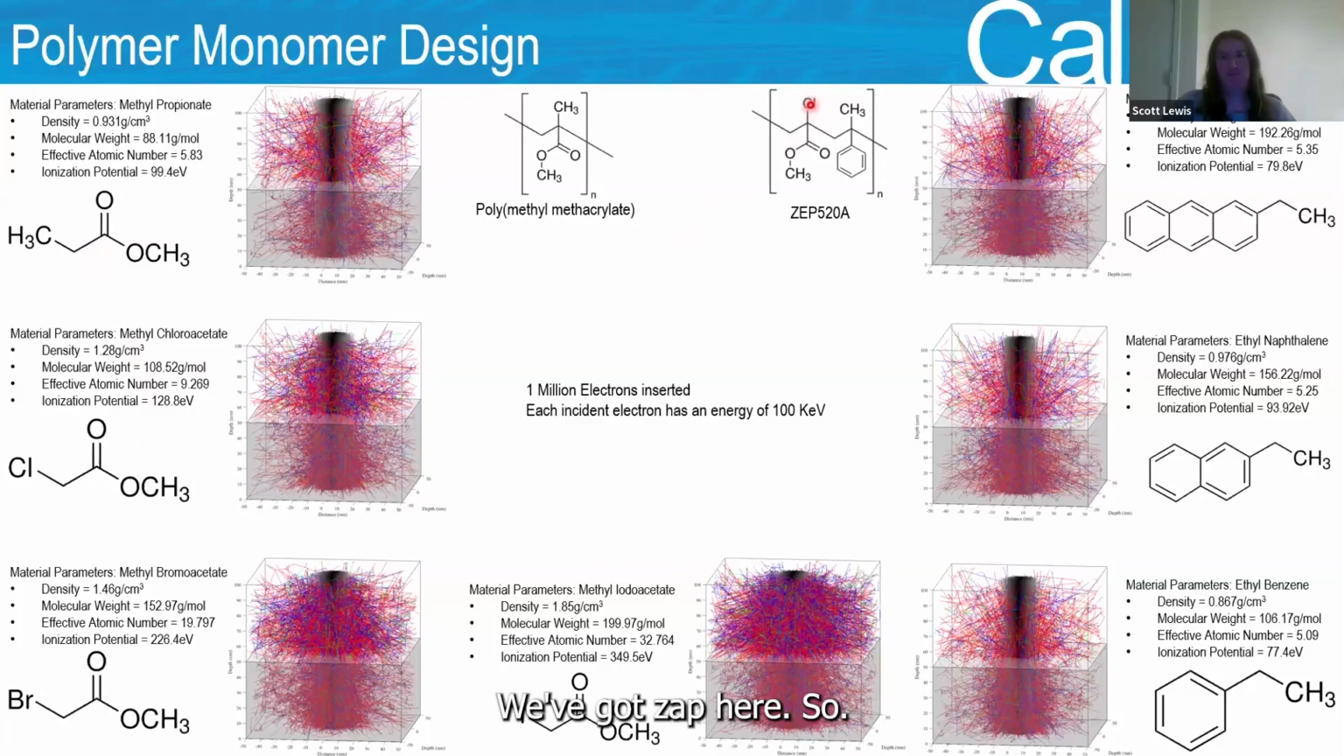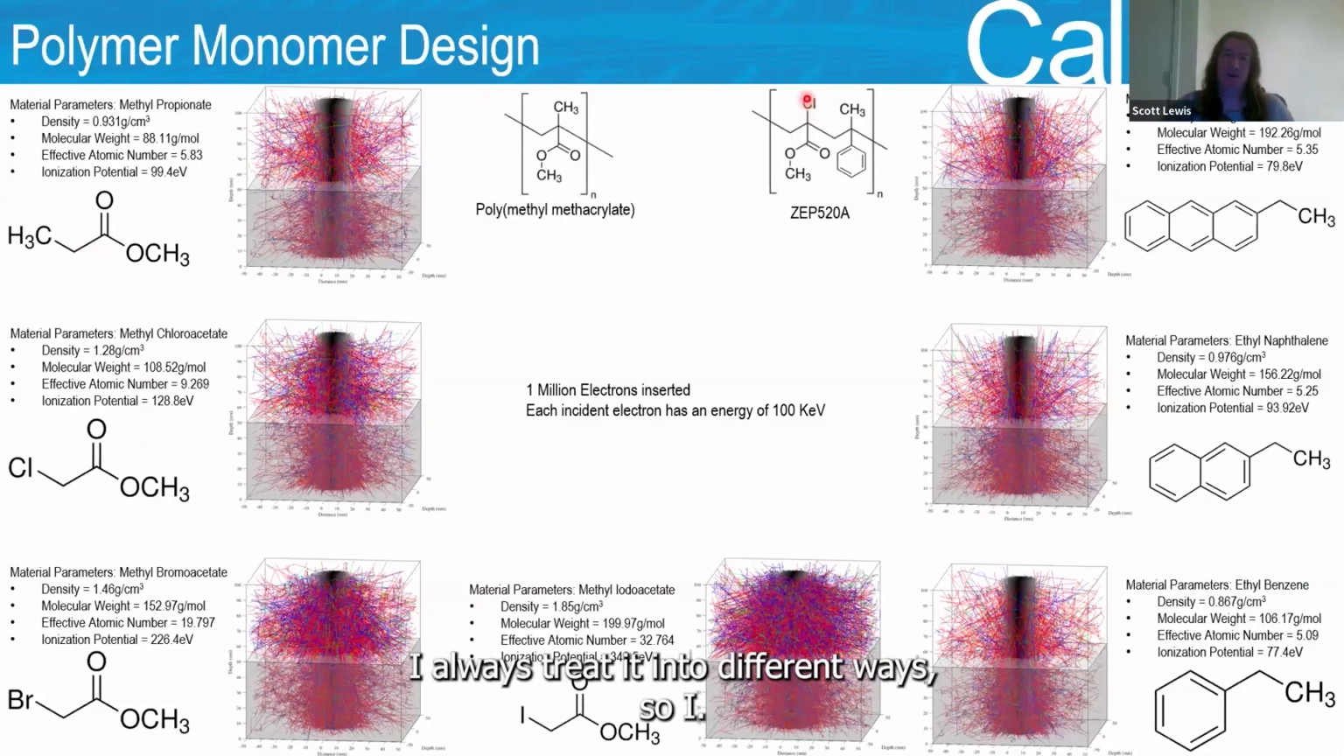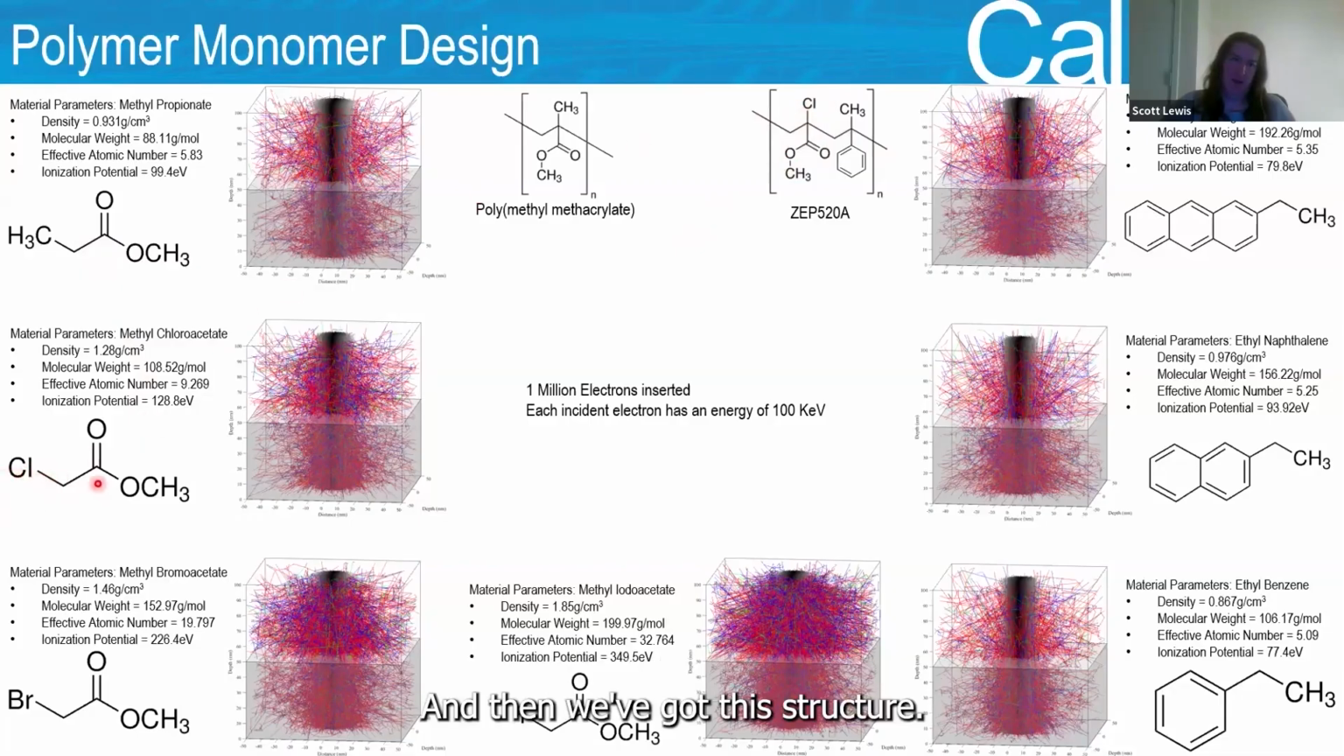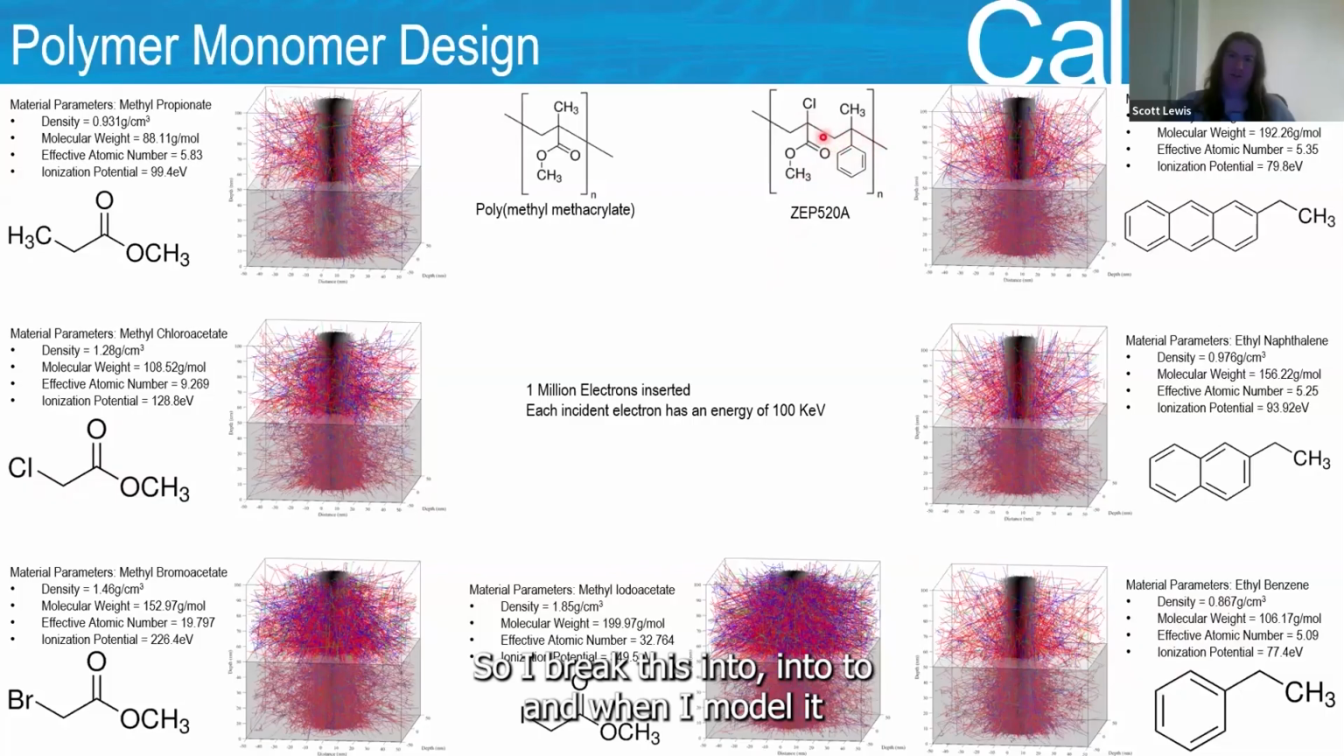We've got ZEP here. The way I look at ZEP, I always treat it in 2 different ways. If we ignore these chains and look at this monomer, we can see this is the chlorine here, and then we've got this structure. Again, styrene is represented by this ethyl benzene here. So I break this into 2 parts when I model it. It's just easy to deal with.